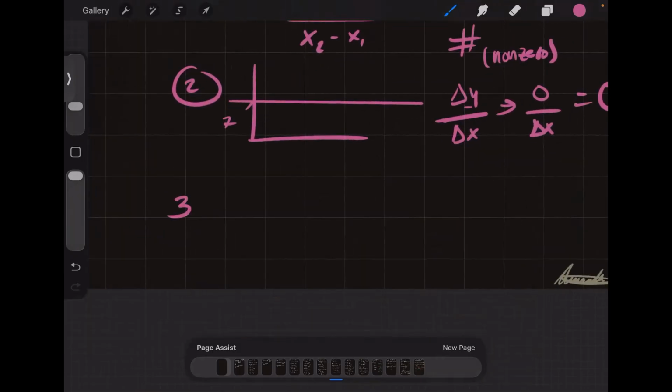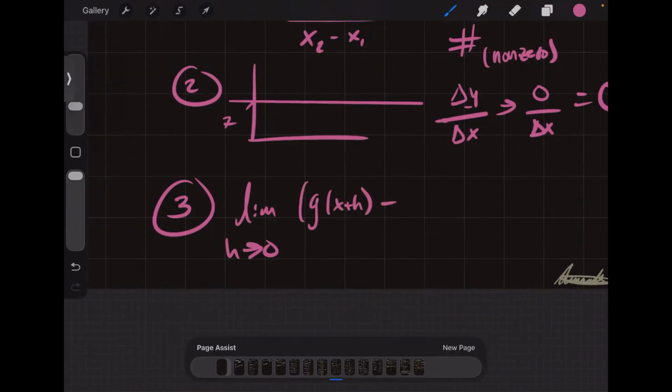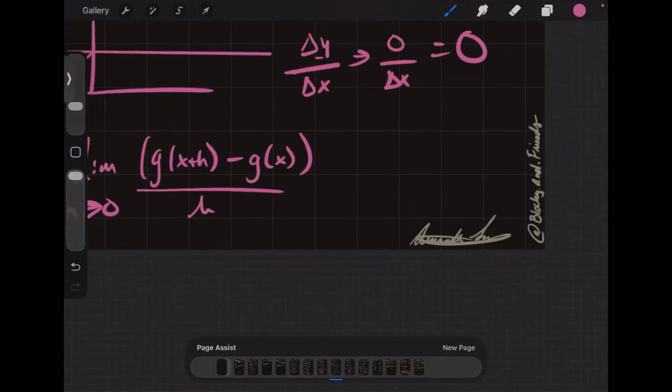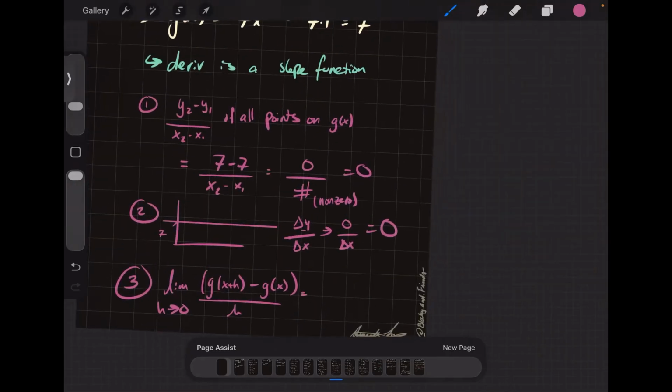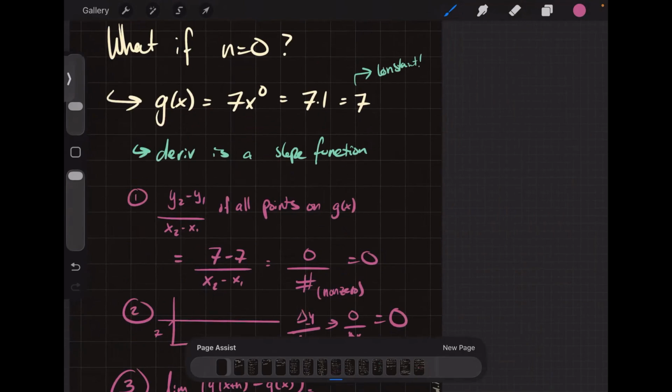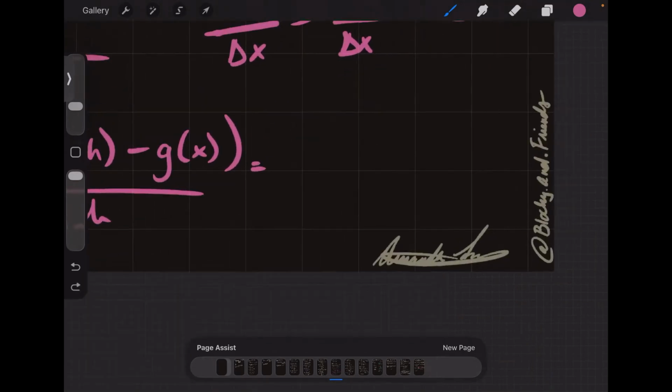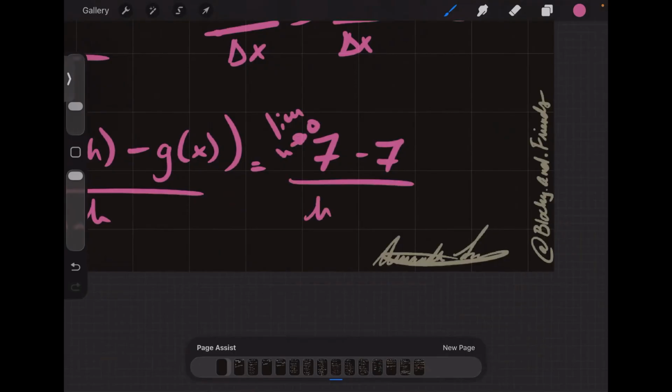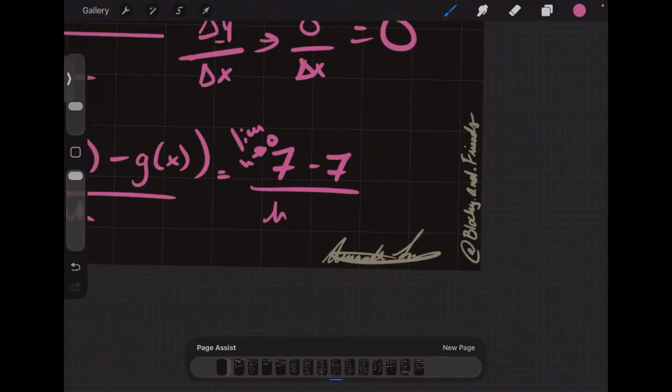Another way to look at it is the limit definition. The limit as h approaches 0 of g of x plus h minus g of x all over h, right? What is g of x plus h? You plug in x plus h into here, and what do you get back? Right, you should get back 7. And g of x is 7 as well, right? Limit as h approaches 0, all over h, right?